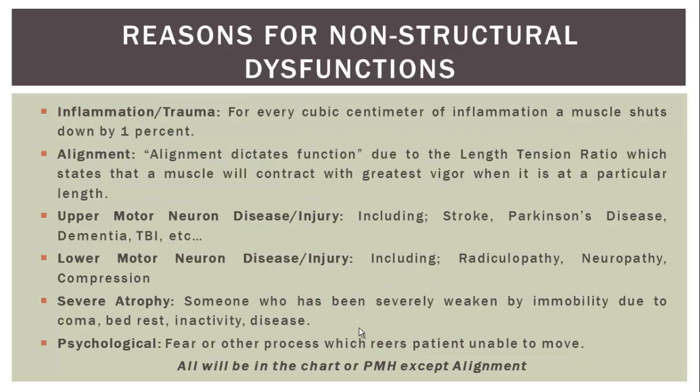Here are important things to keep in mind for reasons of non-structural dysfunctions. And I've come up with these. There's probably more, but so far this is what I've come up with. First, inflammation or trauma. The reason someone could have a non-structural dysfunction due to inflammation is that for every cubic centimeter of inflammation, a muscle shuts down by 1%.